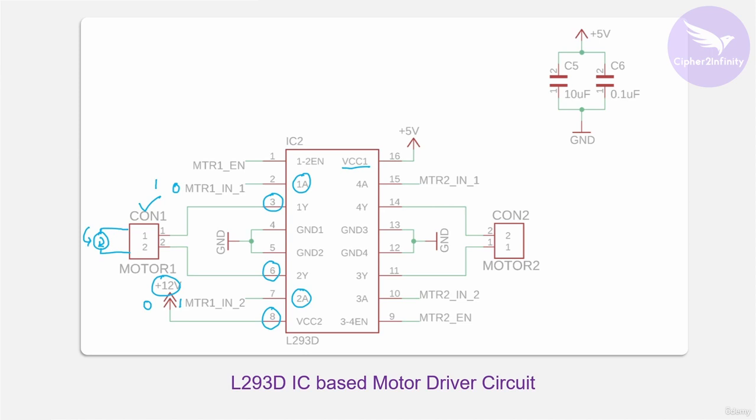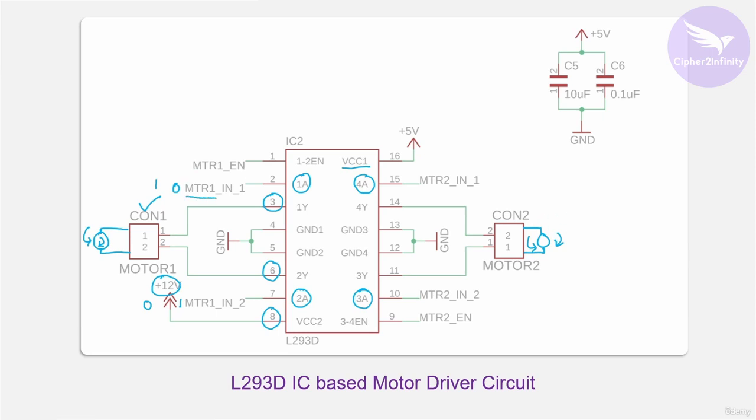In the same way, on this side also we are going to use a connector, and to this connector the motor will be connected like this. Then by providing the appropriate logic on pin number 15 and pin number 10, you can rotate this motor in the clockwise direction or in the anti-clockwise direction. So you have to provide appropriate logic on these 2 pins, 15 and 10, in order to rotate the motor in the appropriate direction. I hope that's clear.